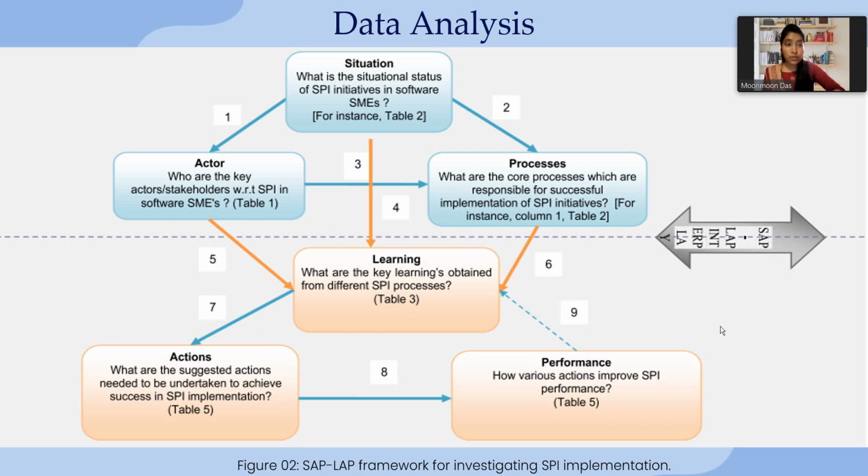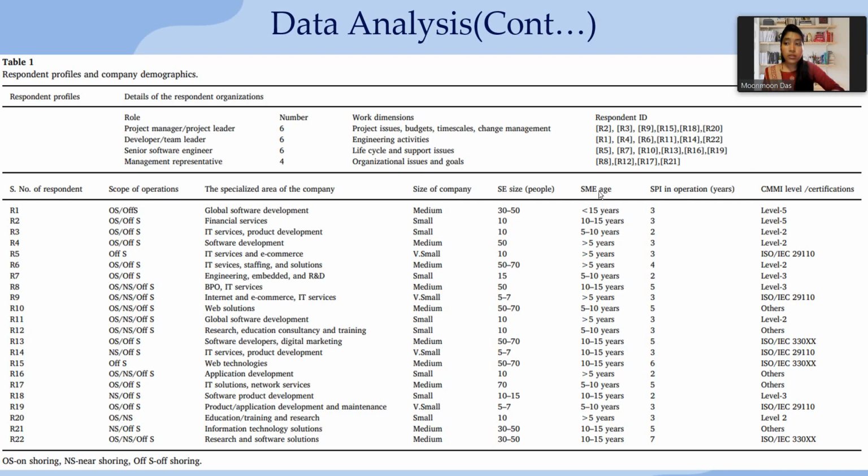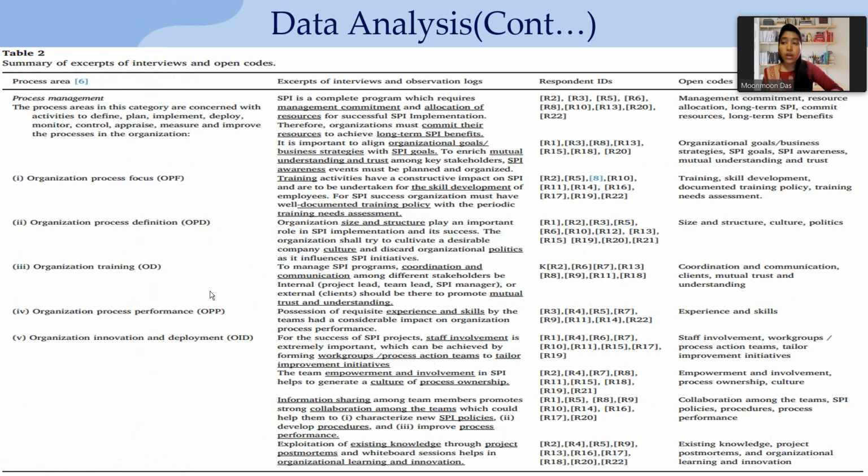Next we will show some tables that are also dependent in this framework. Table 1 describes the respondent profiles and company demographics that are included. Here are included project managers, developers, senior software engineers, and management representatives. And table 2 represents the summary of expert interviews and open coding.